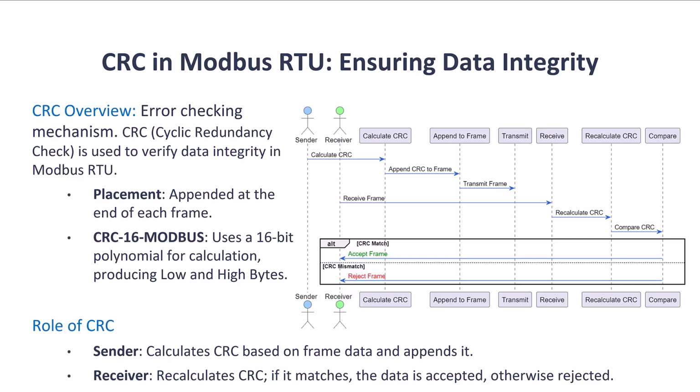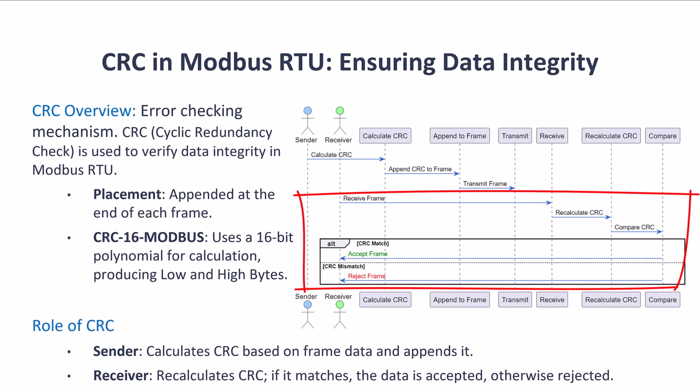And with regard to data integrity, Modbus RTU uses CRC, or cyclic redundancy check, which helps verify that the data has been transmitted without errors. Modbus RTU uses CRC16, which generates a 2-byte checksum from the message data and appends this CRC at the end of the frame. On the sender side, the CRC is calculated and appended. On the receiver side, CRC is recalculated and compared. If it matches, the data is accepted. If it doesn't, the frame is discarded, and the master may retry. This simple check helps detect and reject corrupted data, making communication much more robust.